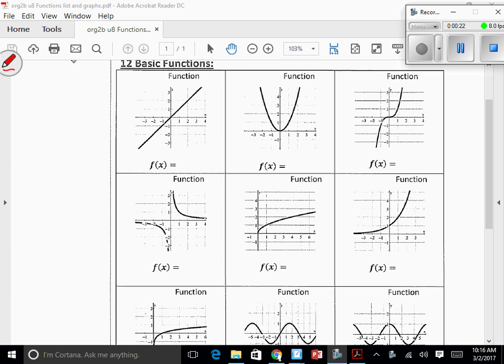Anybody know this first guy, what type of function he is? Linear. It's a line, so it's a linear function. So that guy will just write in. They didn't put that much space. If you're a big writer, it might be a little tricky. We'll just go ahead and put in linear. The linear function.